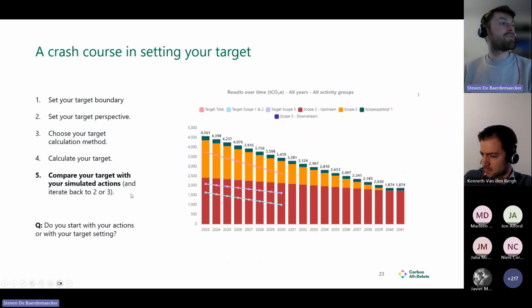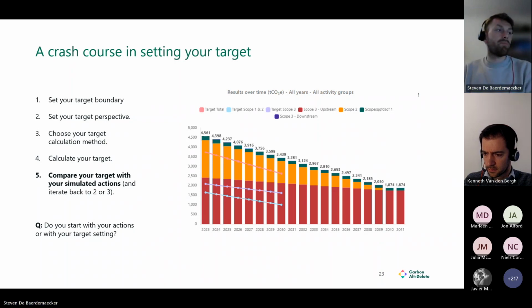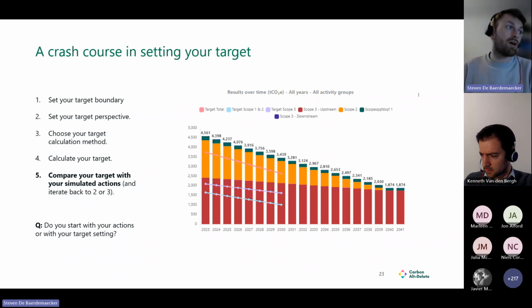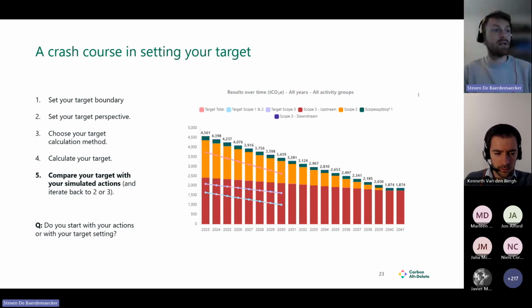And then finally, a step that I will also address in the demo, and of course always important: you choose a certain target calculation method, you calculate your targets, and then you need to compare them to the actions you've set. Target setting and actions and simulation really are in the interplay and the interface of each other in the eventual estimated emissions in the future.